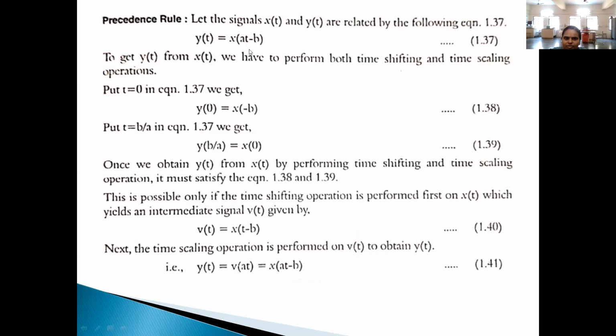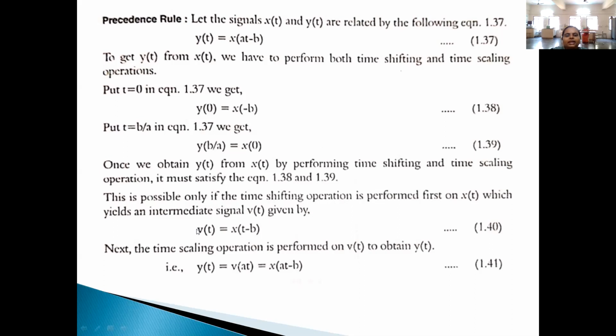B minus b means 0, so we get 0. After getting these values, what do you have to do? This is possible only if a time shifting operation is performed first on x of t, which yields an intermediate signal v of t. Here, first, what is the condition, minus b, I got? It means we have to do the shifting operation first. Shifting means this operation we have to do first.